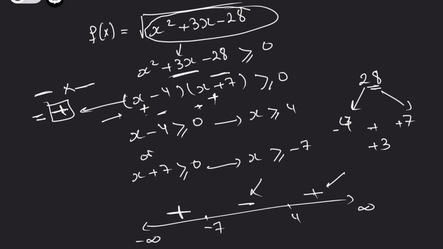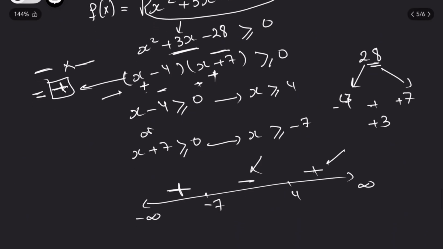So where are the values? Where is my domain? My domain is where my values are positive. So the domain would be like what? From negative infinity till what? Till minus 7. Am I going to have minus 7 in my domain? Yes, because when I replace minus 7 in my function, I will have the root equal to 0, so it's okay. So I'm going to close it like this.